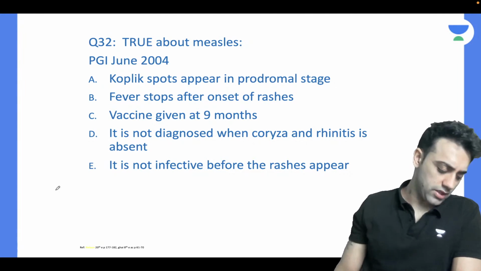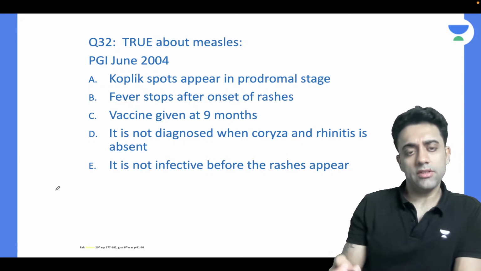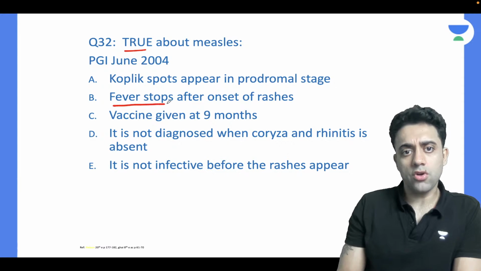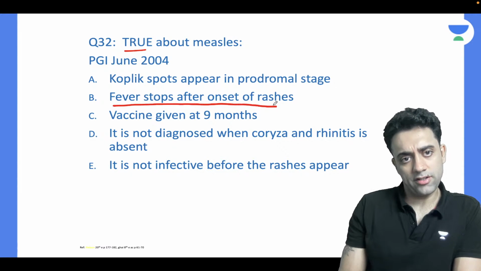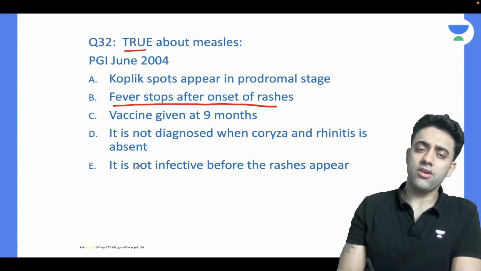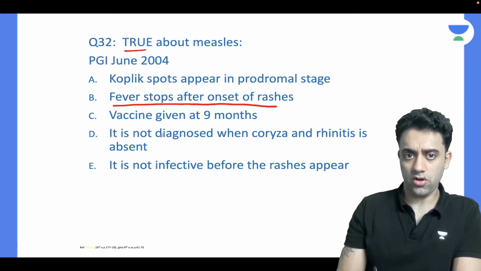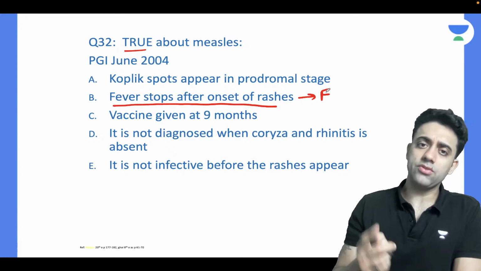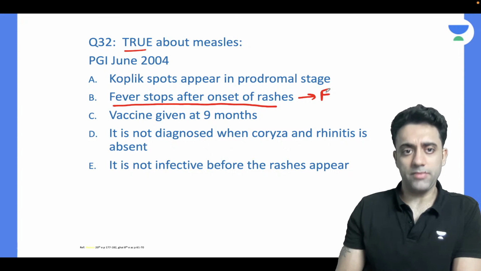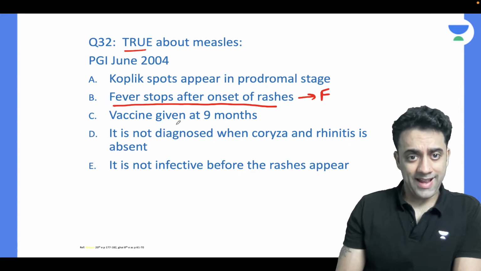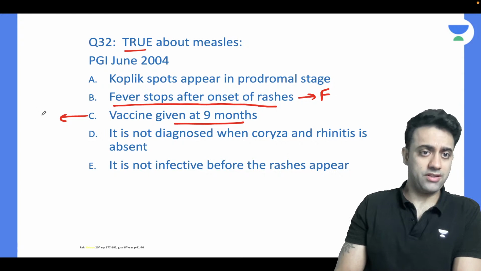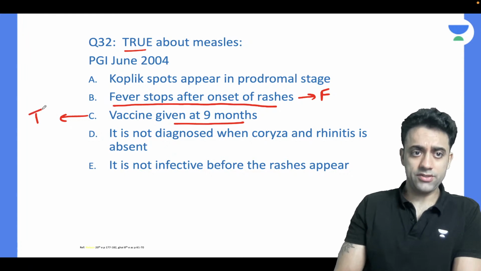What is true about measles? PGI June 2004. Let's do the easy parts. Fever stops after the onset of rash: is this line true or false? This line is false. It is true about roseola infantum, but not about measles. Vaccine is given at 9 months. Of course, MR1 and MR2 at 9 months and 15 months. So this line is true. Measles and rubella vaccines are given at 9 months.